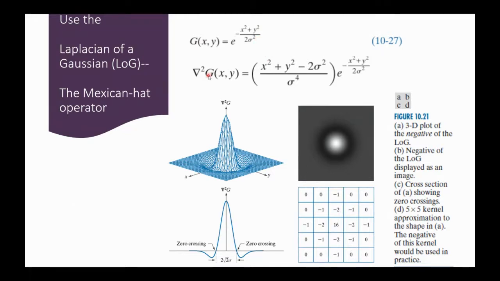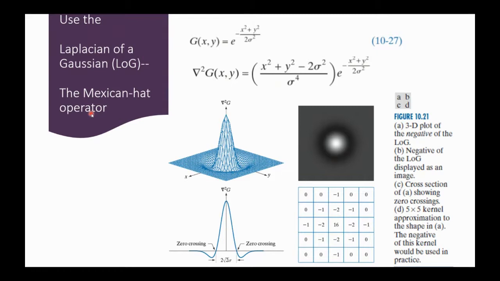And the Laplacian of Gaussian is this operator here. It's just the Laplacian of this formula here that gives this formula here. That's the LOG, or the Laplacian of the Gaussian, that has this very nice shape of a Mexican hat. It's also called the Mexican hat operator.